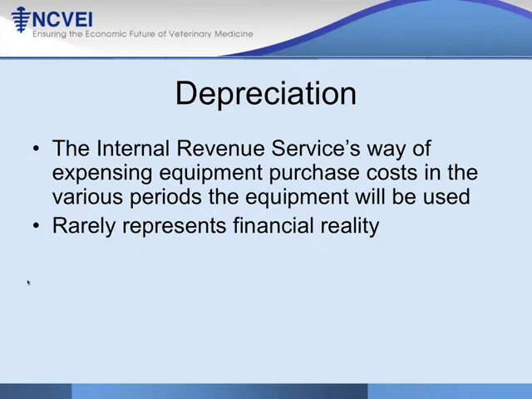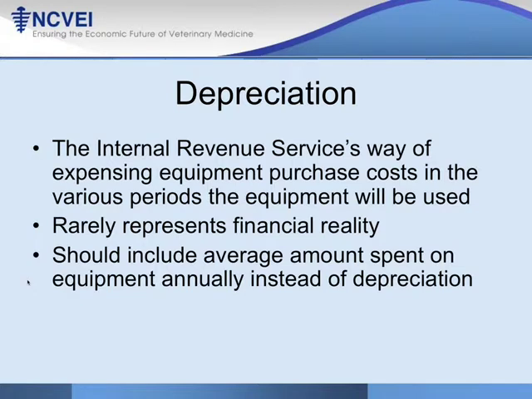And what you're really trying to do here is take a piece of equipment that you've purchased, let's say an ultrasound machine, and you paid $35,000 for it, and you think you're going to use it for 5 years. So if you take $35,000 divided by 5 years, that would be roughly $7,000 expense per year.